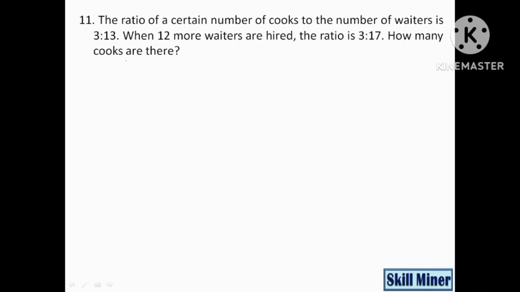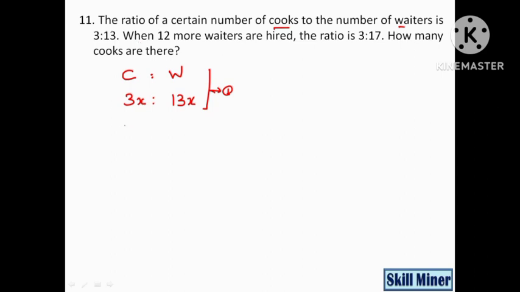Now coming to the 11th question, the ratio of the number of cooks and the number of waiters. Let C indicate cooks, W indicate waiters. The ratio of the number of cooks to the number of waiters is 3 is to 13. I'm writing it as 3x and 13x. Okay, this will form the first condition.